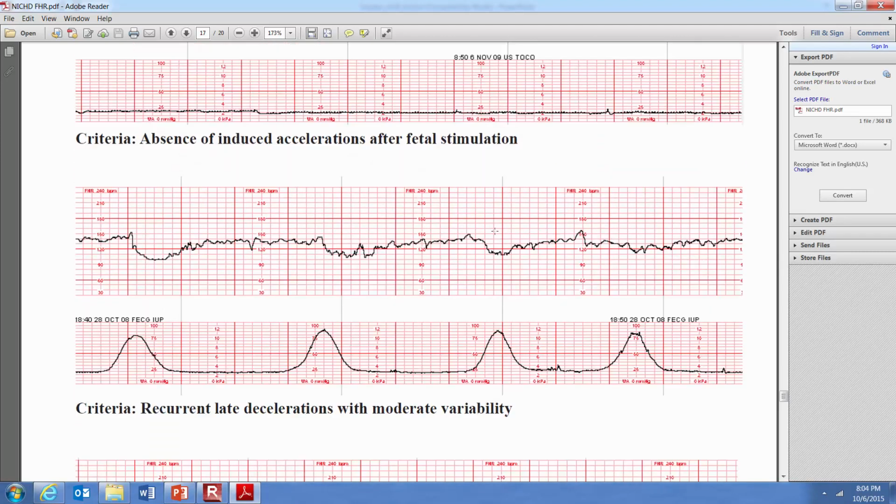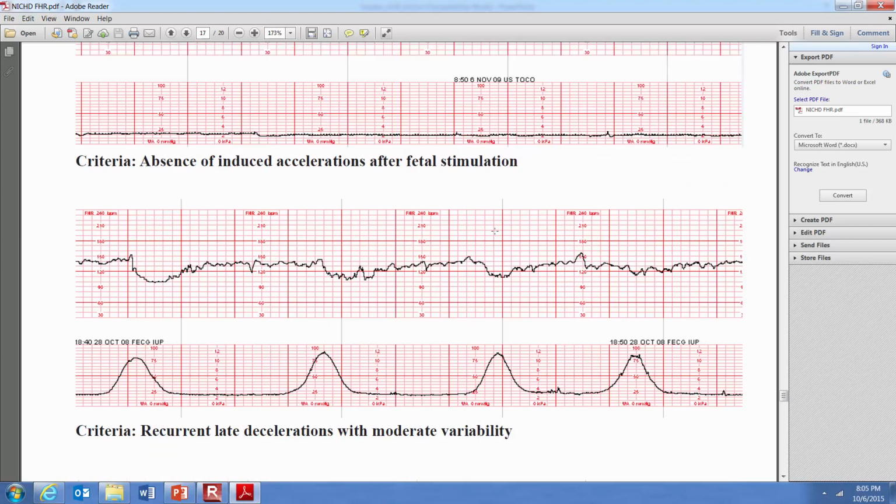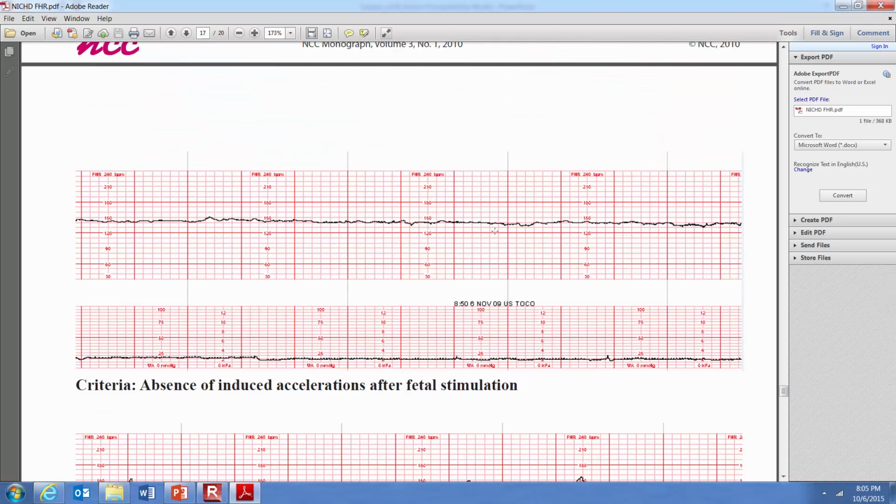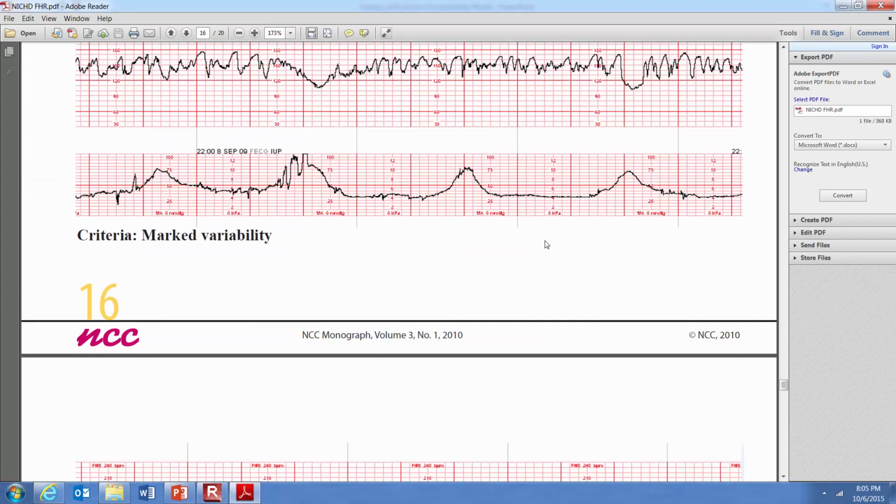Here we have recurrent decelerations, but we have moderate variability. We can't go into category 3. You're getting the drift here, okay? Here, they're calling this absent variability. Someone else may call this minimal, but for lecture's sake, this is absent variability, okay? You have to have absent variability to be a category 3. This is not a category 3. Why? Because I don't have recurrent decelerations. I can't be category 3. Okay, so it's category 2.